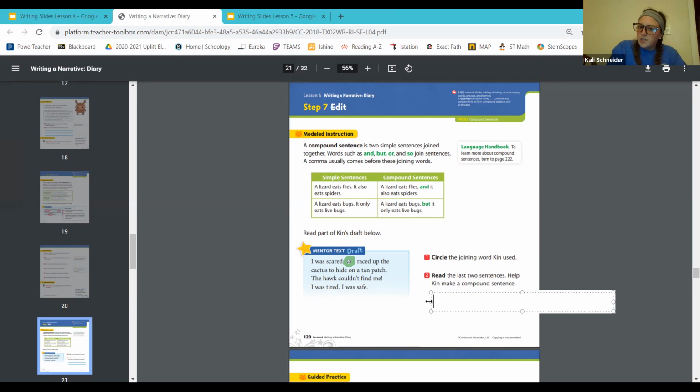So right here, Ken could say, I was tired, but I was safe. They told us in the beginning, it's usually a comma and then the compound word, the compound word that's going to join our sentences will be but. I was tired, but I was safe. So that's definitely a best choice for what Ken could do to make a better compound sentence there.